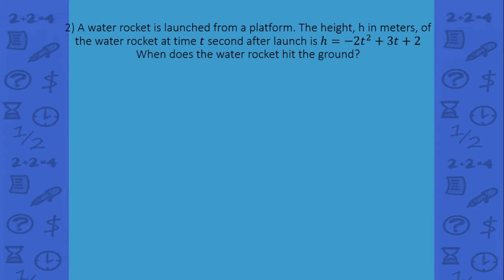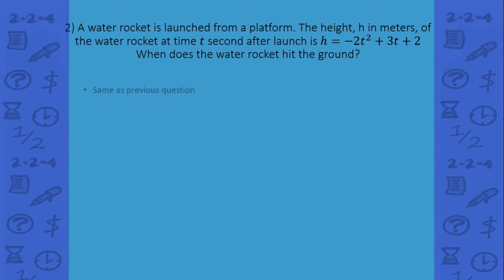Question 2. A water rocket is launched from the platform. The height, h in meters, of the water rocket at t seconds after launch is h equal to negative 2t squared plus 3t plus 2. When does the water rocket hit the ground?